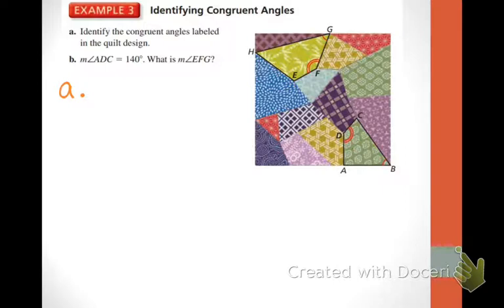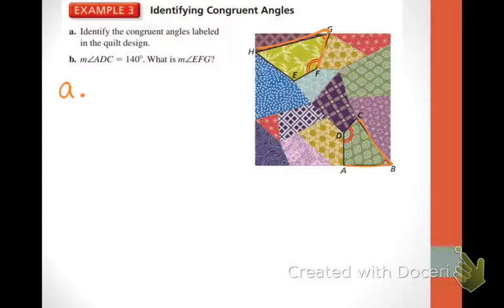So this one up here, I highlighted it in orange. It has one curve mark. This one down here also has one curve mark. That makes them congruent to each other. That's how we mark them. So we need to write that they're congruent.